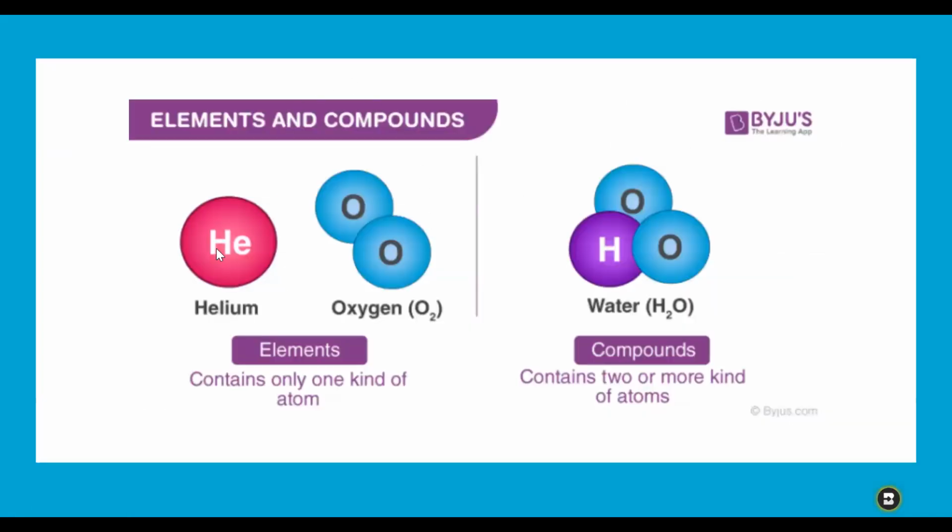You see elements. This is elements. This is compound. You see, they are different kinds of atoms. If everything is the same like here, it becomes an element. Okay? This is compound.